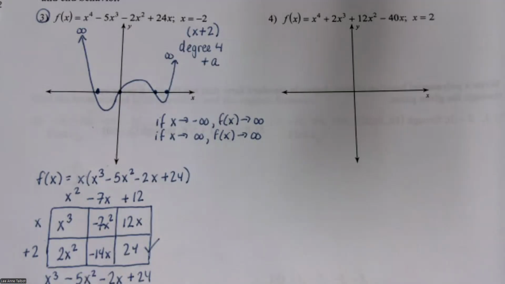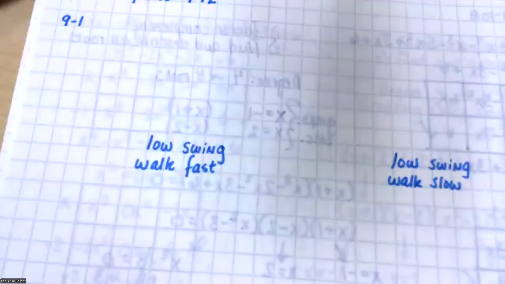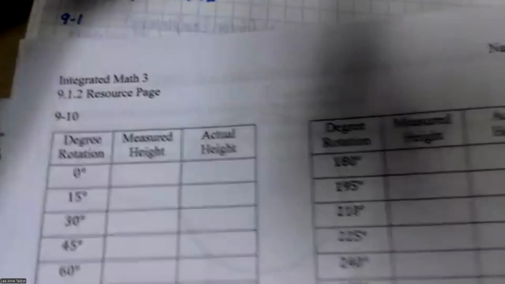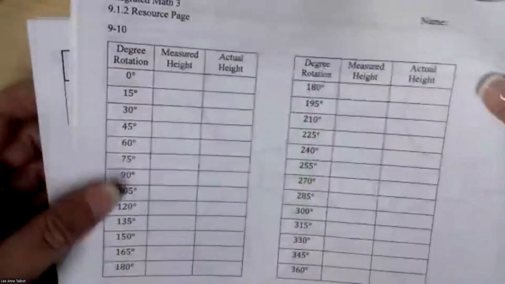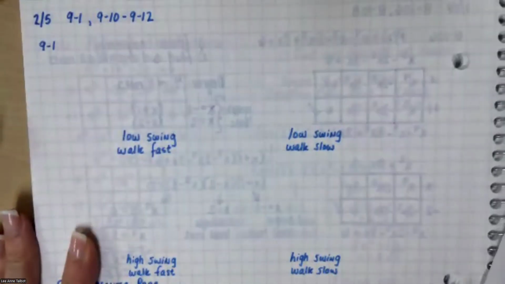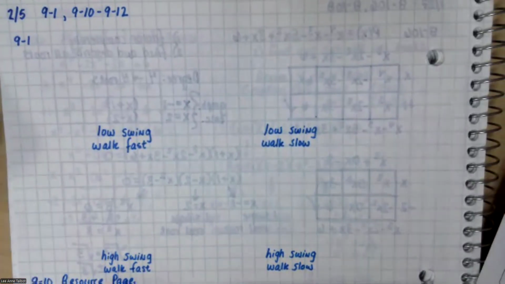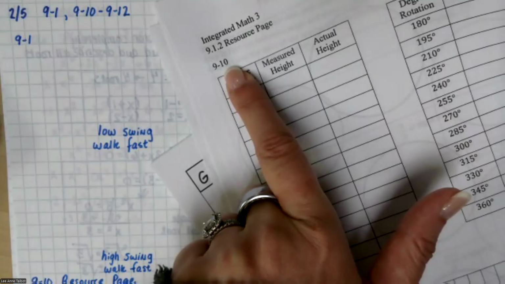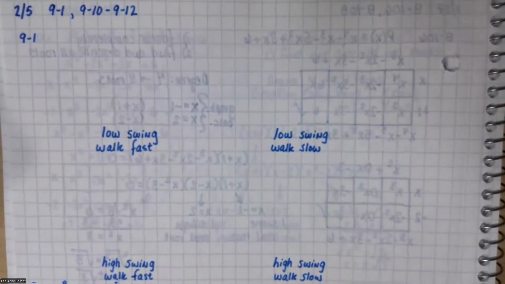All right. So we have lots of excitement today. If you guys could find a resource page in here, it's the one that says 9.1.2. Just find this in your packet and then scooch that off to the side. This is the resource page we're going to do in a few minutes. Scooch that off to the side and set this up.